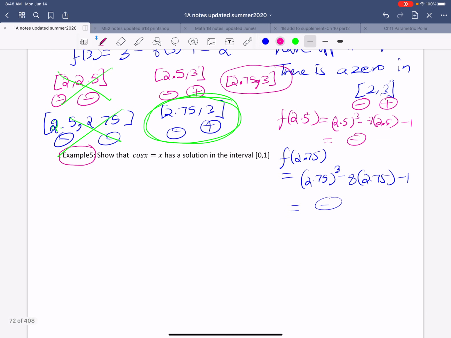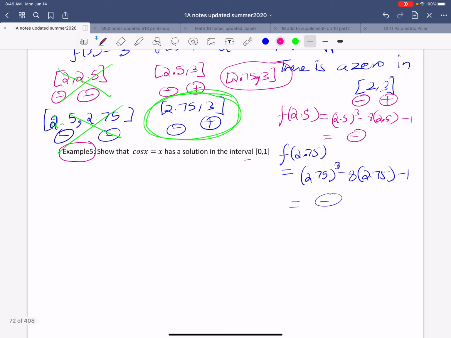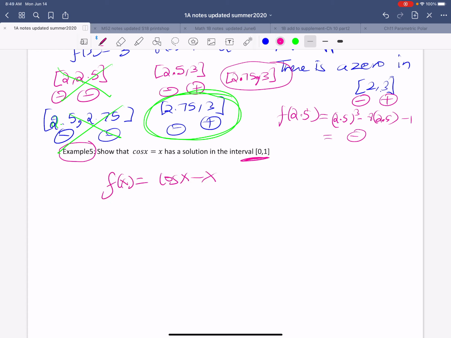Next example: show that cos x equals x has a solution over the interval 0 to 1. First of all, I'm going to write it in equation form. Okay, so I'll clean up from the previous problem. I don't need this here. So I can say f of x is cosine x minus x.